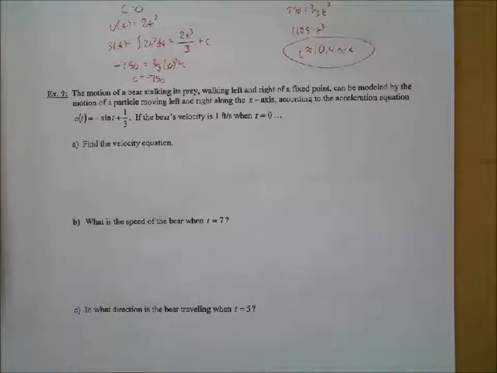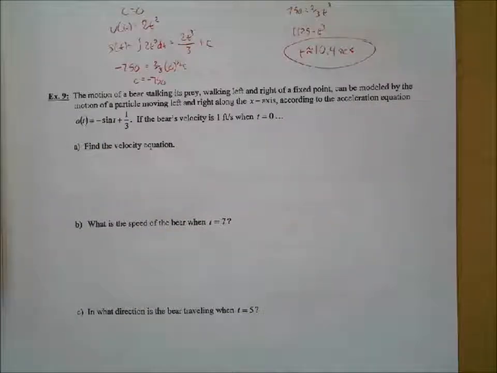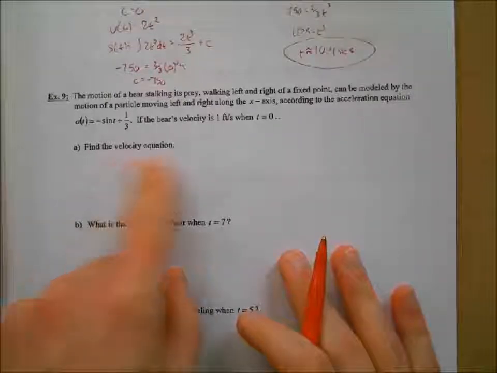So, can be modeled by the motion of a particle moving left and right along the x-axis according to the acceleration equation. These are like the quick calculations you can do in your head when you're stuck in the tree and the bear's coming after you. A of t equals negative sine of t plus 1/3. The bear's velocity is 1 foot per second when t equals 0. Find the velocity equation.